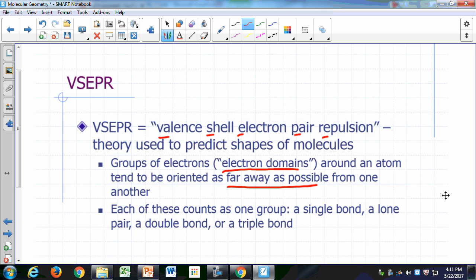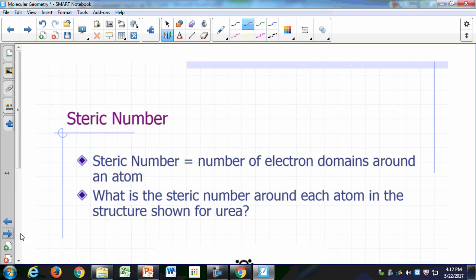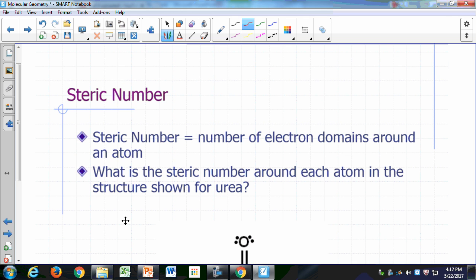So it's important that you learn how to count the number of electron domains that are sticking out of an atom. A single bond will be counted as one group. A lone pair will be counted as one group, one electron domain. A double bond, even though it's two pairs of electrons, also counts as just one electron domain. And a triple bond, even though it's made up of three pairs of electrons, is also counted as just one electron domain.